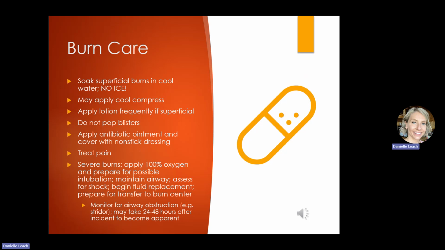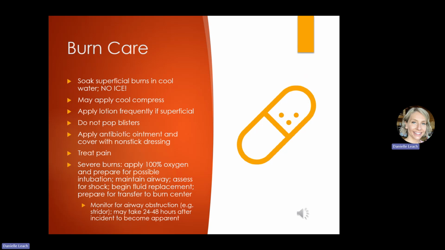So just in general burn care. If we have superficial burns, you can soak them or run them under cold water, but we don't want to apply ice to burns. Ice can just further damage the tissue, so we don't want to apply that. Cool water may feel nice, and that is totally fine, but just no ice. You can also apply a cool compress, like a washcloth with cool water in it, but again, no ice.